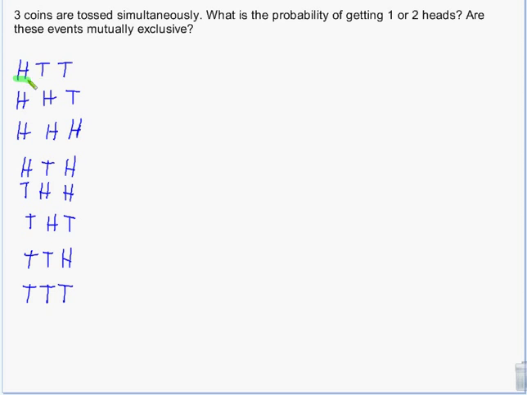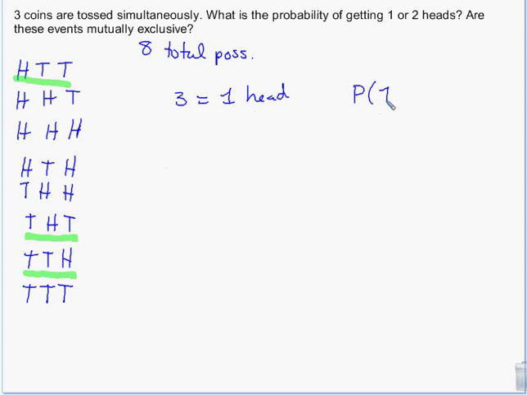Okay, well here's 1, and here's 1, and here's 1. So out of my 8 tosses, I have 8 total possibilities. 3 is with 1 head. So the probability of 1 head is 3 out of 8. And then we want to know for 2 heads, this one has 2, this one has 2, and this one has 2. So that is also 3 out of 8.